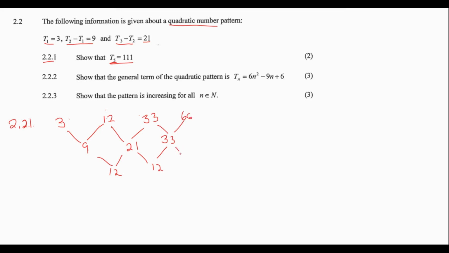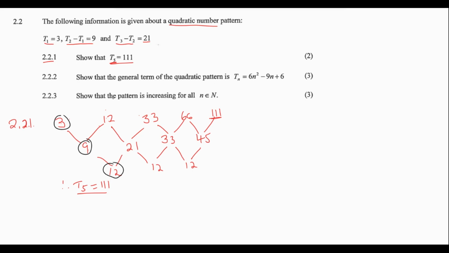And then 12, that's the second difference, because for a quadratic pattern, the second difference is constant. 33 plus 12, that is what? 45. Then 66 plus 45, that is 111. So therefore, T5 is equal to 111. We've proved that. The other thing you could have done after getting this, you see that we have 12, 9, 3. Remember what we do. We can find our general term.